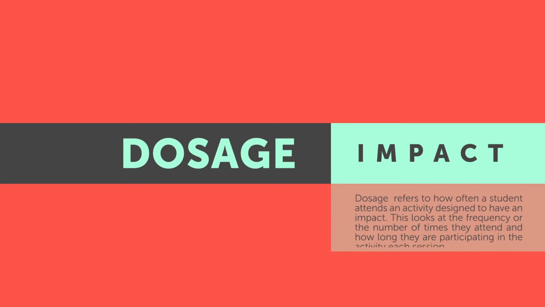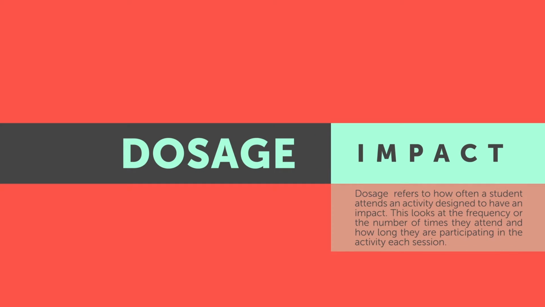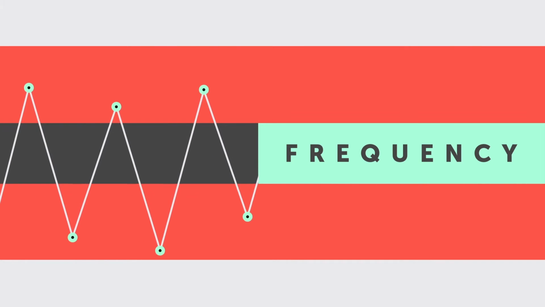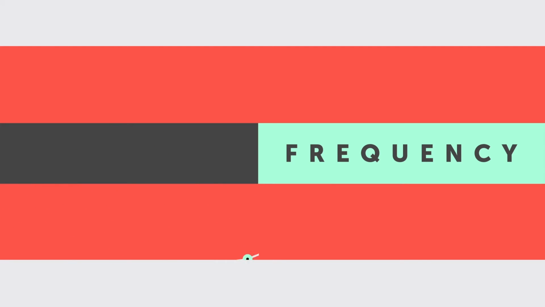Second is dosage. Dosage refers to how often a student attends an activity designed to have an impact. This looks at the frequency or the number of times they attend and how long they are participating in the activity each session. For example, if you have designed your activity to meet twice weekly for 45 minutes each session, you'll measure whether that is the actual dosage students get. Whenever we are measuring fidelity, we need to consider whether students are getting the proper exposure necessary to impact change.